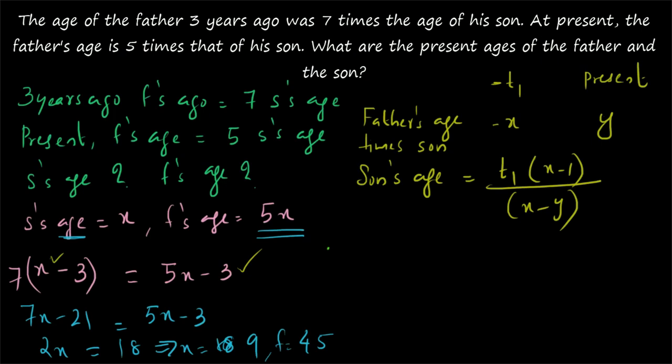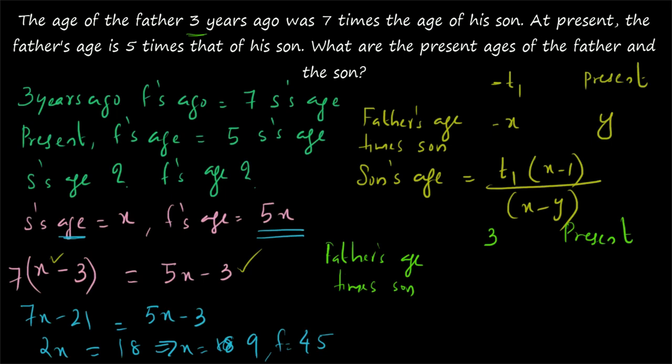So here we will be getting the father's age times son. So just our row heading we are writing. So t1, what is t1 here? 3 years ago. It is given 3 years ago, father's age, and also present is given. So just we can write this table.